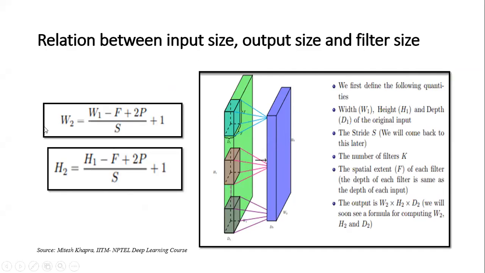If you have to summarize it all, please understand this is the formula which you will be using. Output width is equal to input width minus F, plus 2P, plus 1, upon S. What is F? F is the spatial extent of the filter, the depth of the filter, which usually we take the same as the input image. S is nothing but the stride, P is padding, F is the extent, W1 is the width of the original image, W2 is the width of the output, H2 is the height of the output, sorry, H1 is the height of the input.